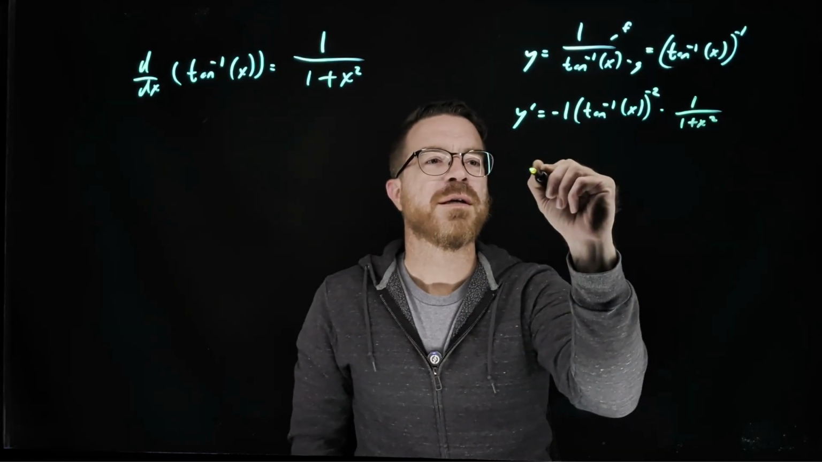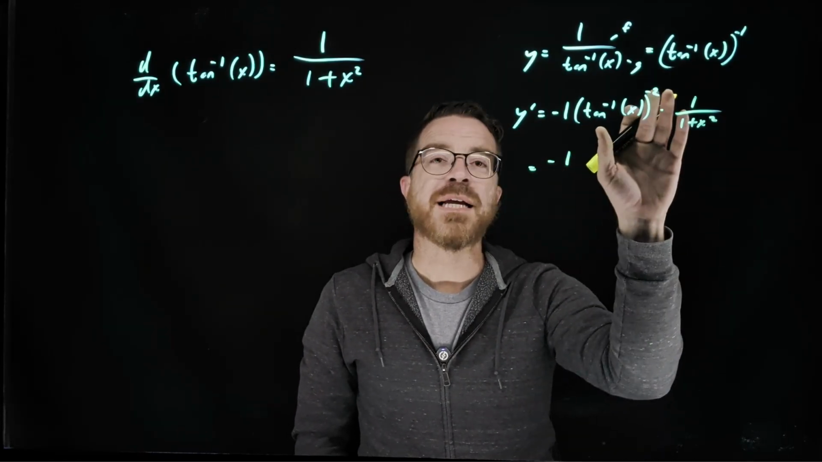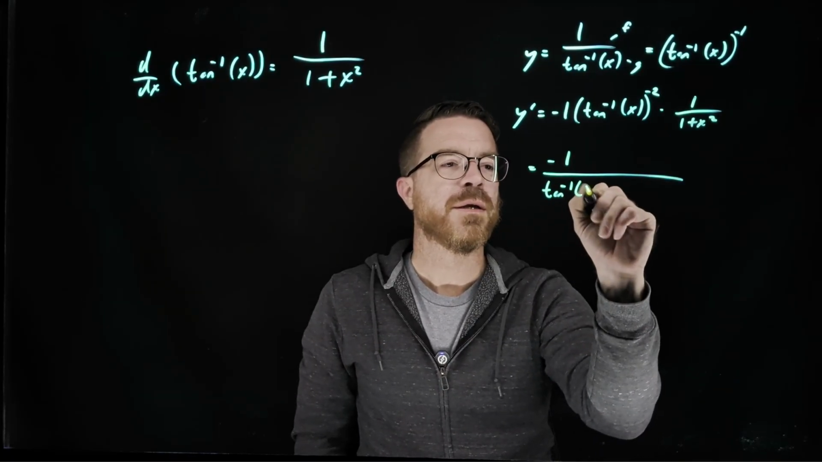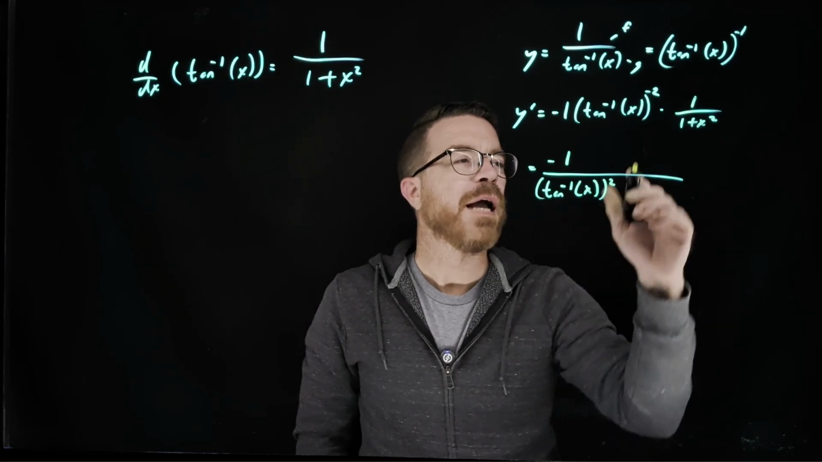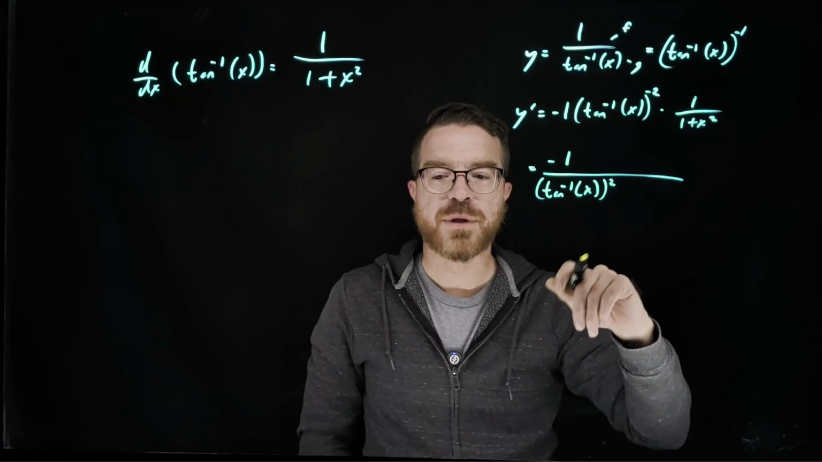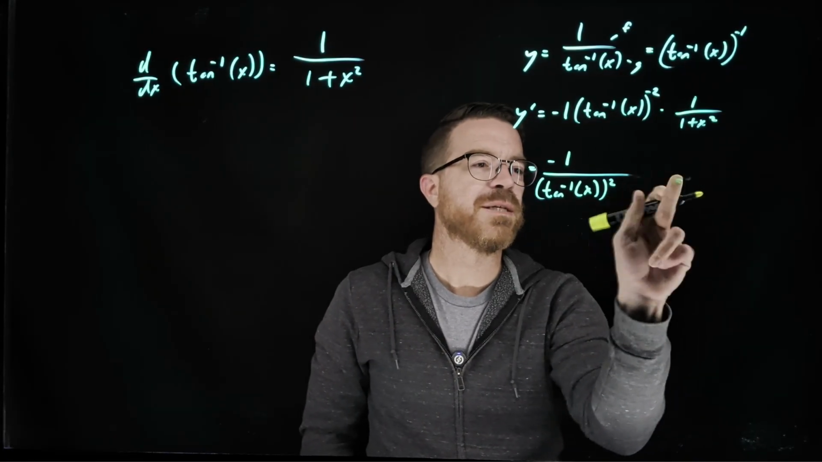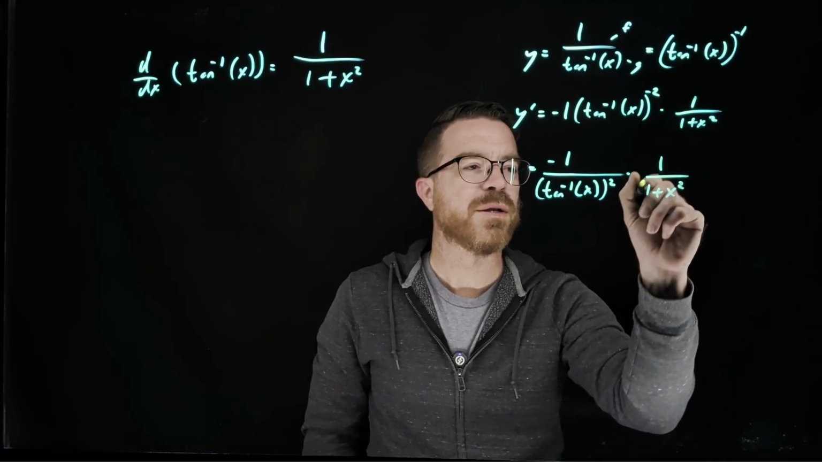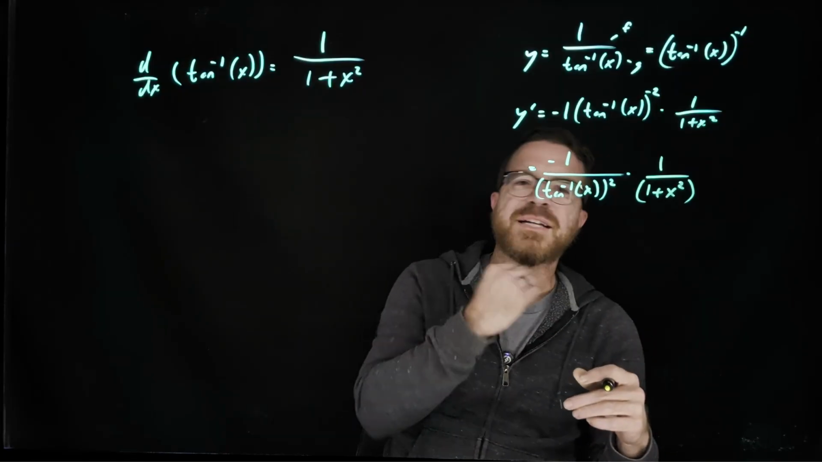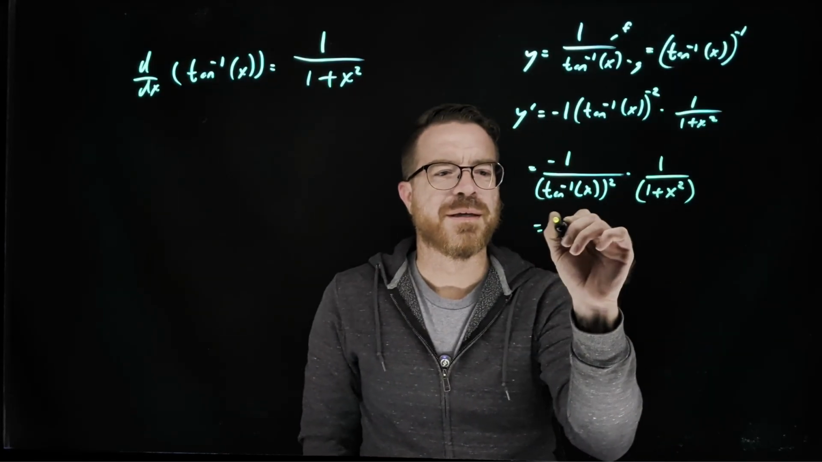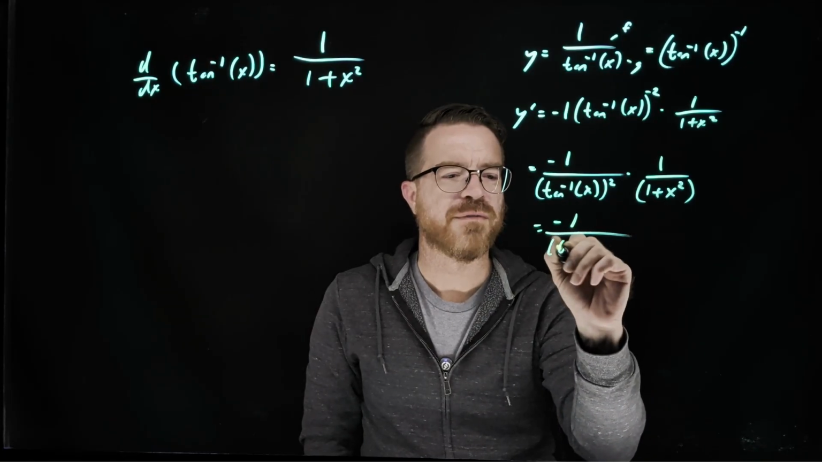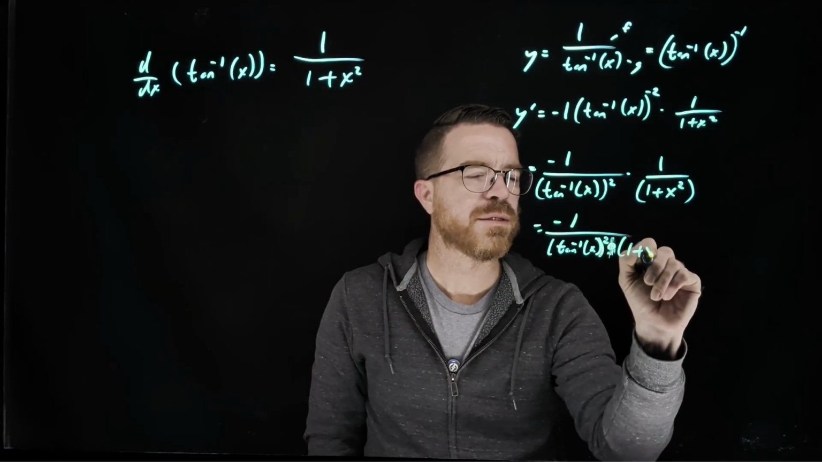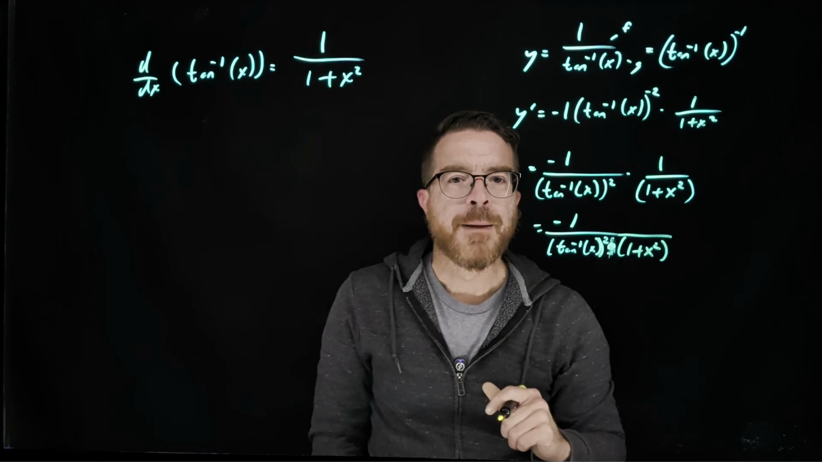So now rewriting this, we have -1 in the top. This negative power is going to bring the inverse tangent to the bottom. And then we have times 1 over 1 plus x squared. So here, just to keep it simple, I'm just going to put this as 1 over 1 plus x squared. And then, of course, we could just combine this. I just kept it separated, but realistically, it's the same thing as -1 over the inverse tangent of x squared times 1 plus x squared. And that's really all there is to it.